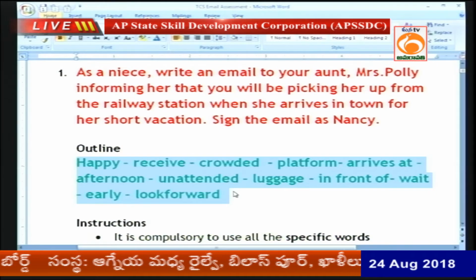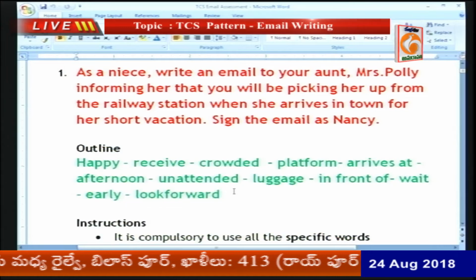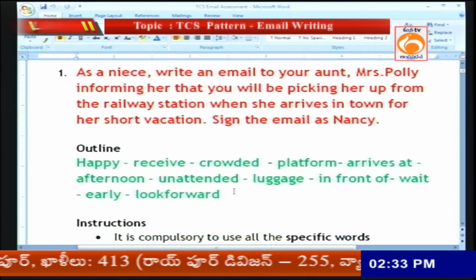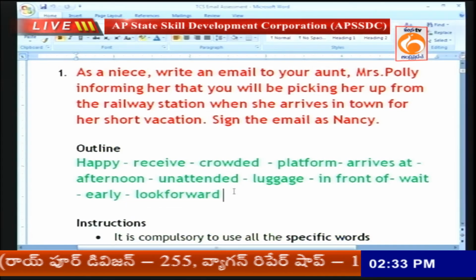So please make a note of this. I'm going to pause here for a minute. You can make a note of this question and the outline, and then I will write this email.